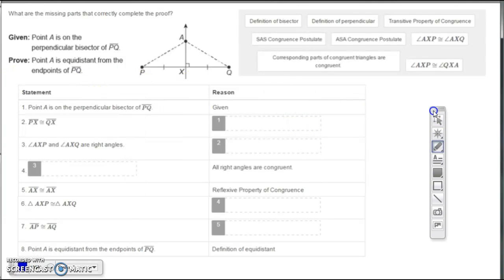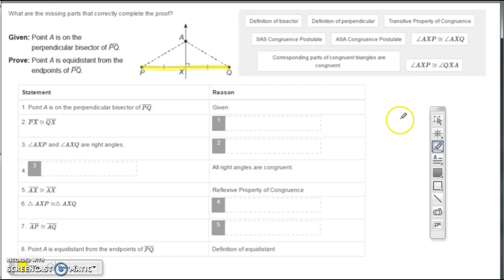All right, Geometry Geniuses, we have a big scary proof here, but it's okay. You guys got this. All right, so let's take a look at what we have going on in this problem. Here we have a segment PQ. Do you see PQ there? Let me get my highlighter and let's just highlight PQ.